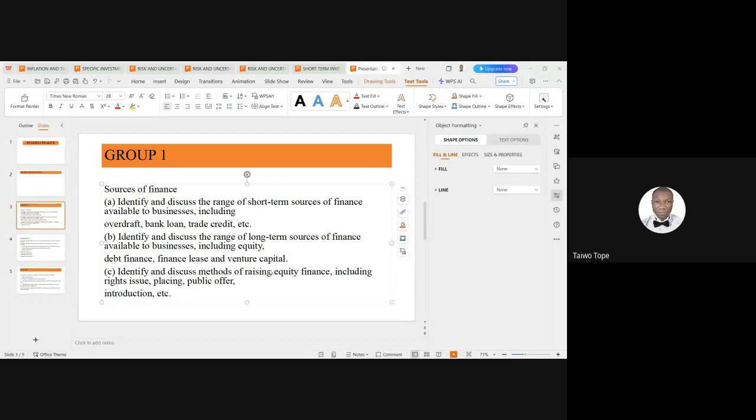So also under the short-term source of finance, we also have the bank loan, which is also a short-term loan repayable within a year and is often used for temporary cash flow needs. That is the bank loan. And under that short-term source of finance, we also have trade credit.